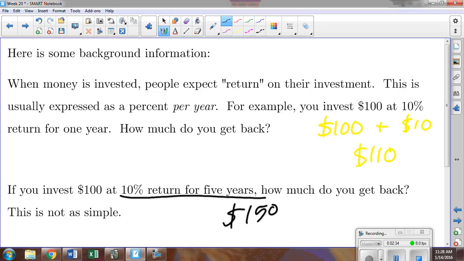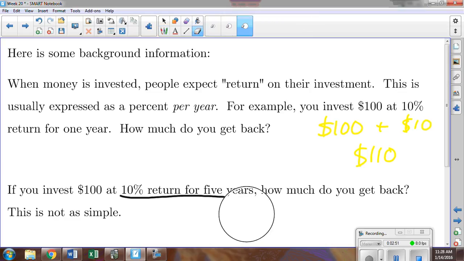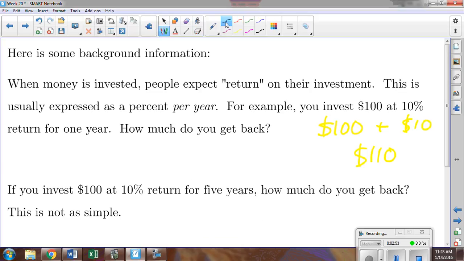That might be the kind of thing that you would give to friends or relatives, or with friends and relatives, most of the time it's like, all right, well, there's no interest at all because you're helping somebody out. Banks, credit cards, nobody does it that way. Everybody in the financial world uses compound interest, where they look at it and say, well, I put in that $100, and after 1 year, I got $110.